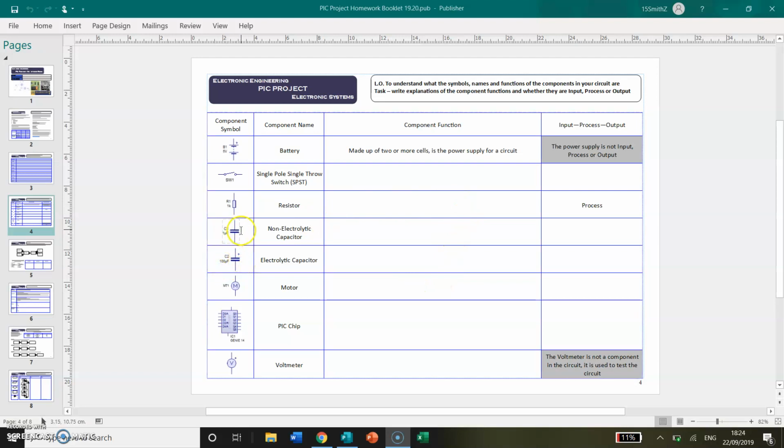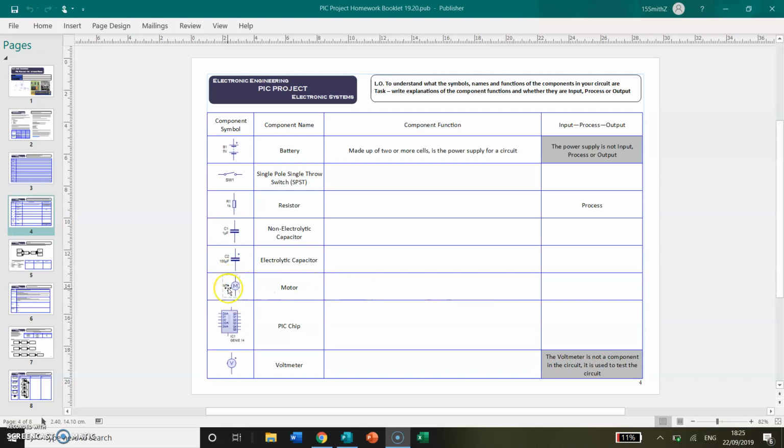Capacitors, we've got two different types. We've got the non-electrolytic capacitors, which are made from ceramic and look like little lentils, and we've got electrolytic capacitors, which are cylindrical and have a metal casing. Both of them are being used as what are called smoothing capacitors. They're there to even out any fluctuations in the voltage in the circuit. So where our electronic signal goes to the motors, things like that, the capacitors are there to smooth out fluctuations in that circuit. So they're process components.